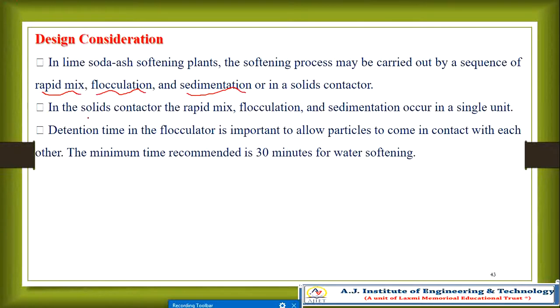In the solids contactor, the rapid mix, flocculation, and sedimentation occur in a single unit. Detention time in the flocculator is important to allow particles to come in contact with each other. The minimum time recommended is 30 minutes. Why is it important? It is important to allow the particles to come into contact.